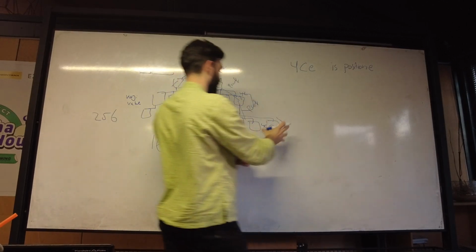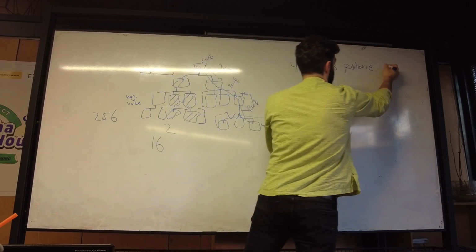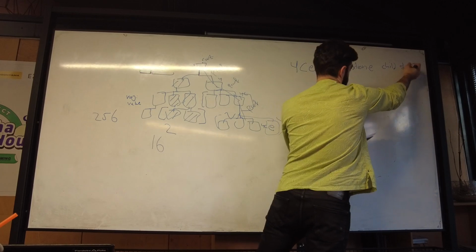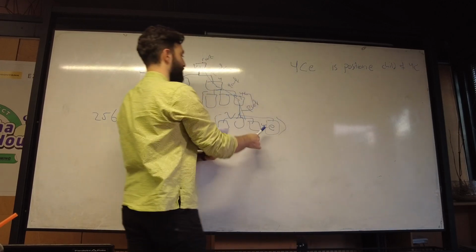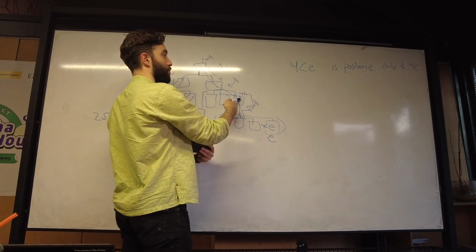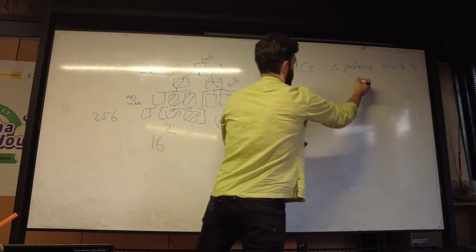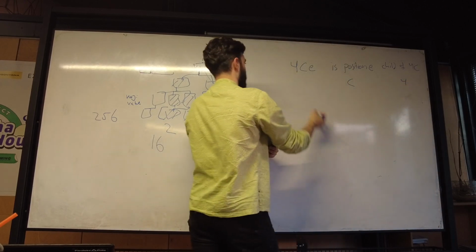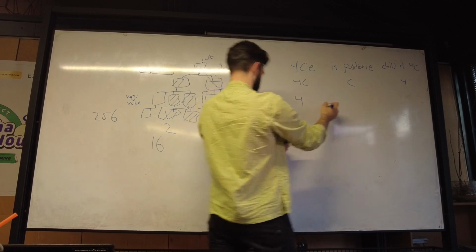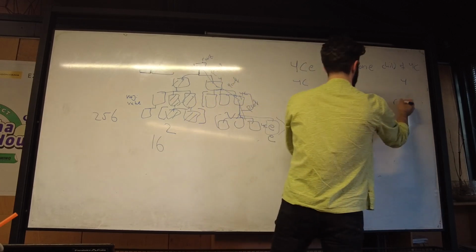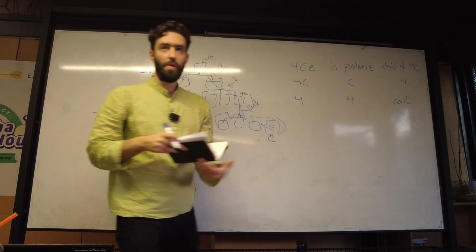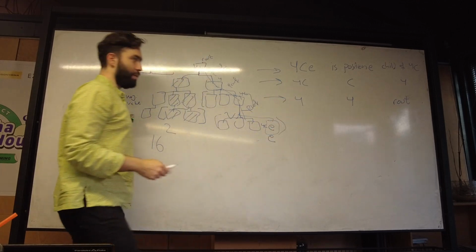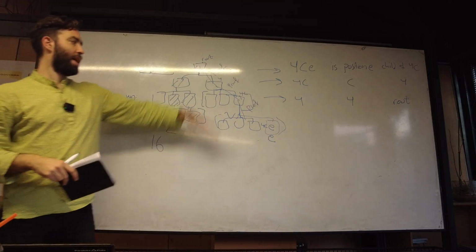So the last one here, 4CE, is position E, and it's the child of 4C. This one, 4C, is position C, and the child of 4. And then 4 is position 4, and is a child of the root. So if we can prove these separately, then we can have this link.